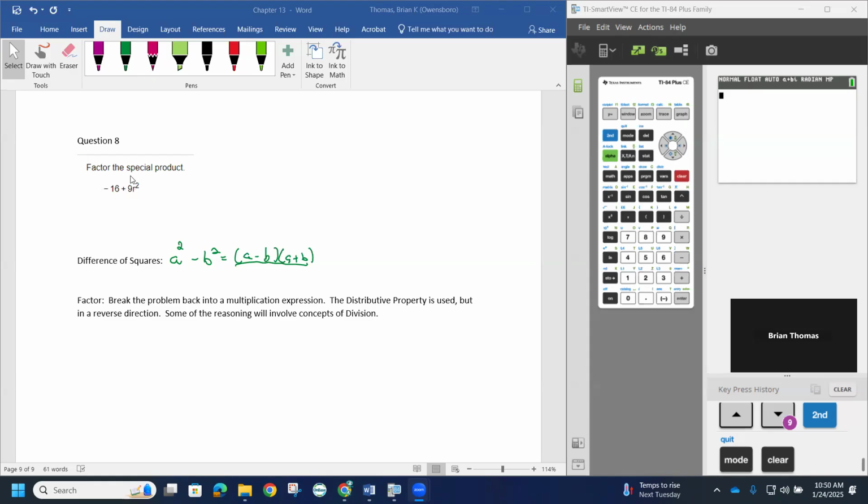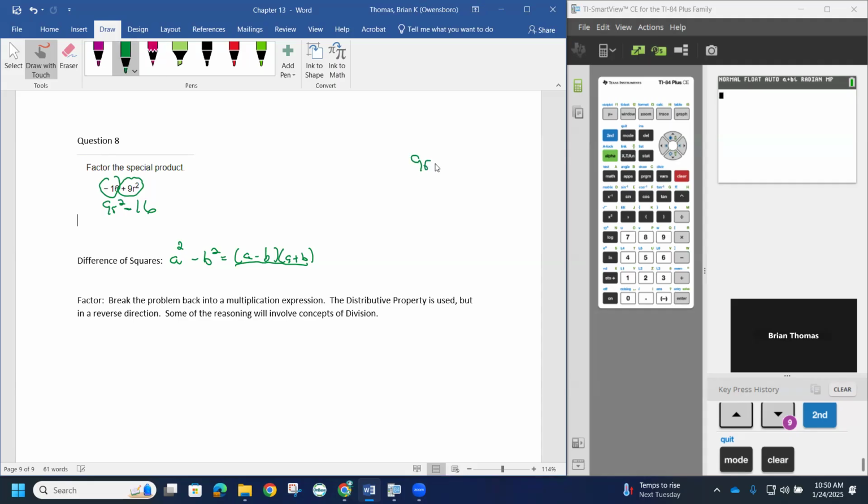But notice there is a little trick to this. Notice how I have these two terms. I have the negative 16 as the first term, and the 9r squared as my second term. Notice that we actually can change the order of these. We could say the 9r squared comes first and the negative 16 comes second, or in other words, a minus 16, if you will.